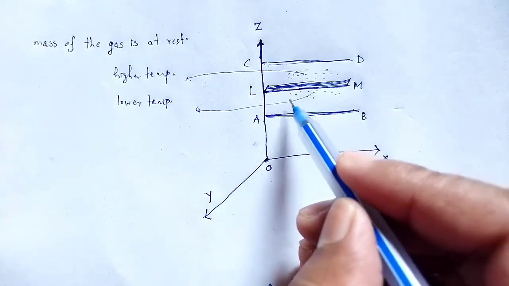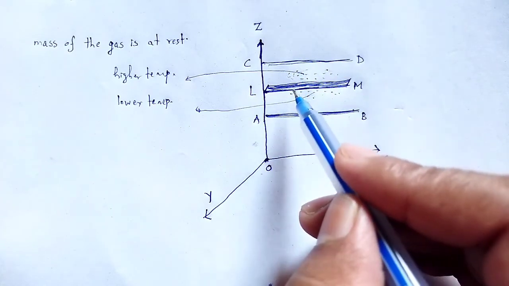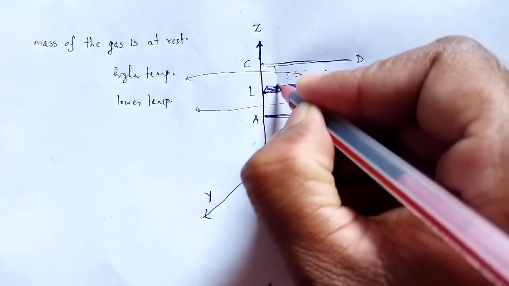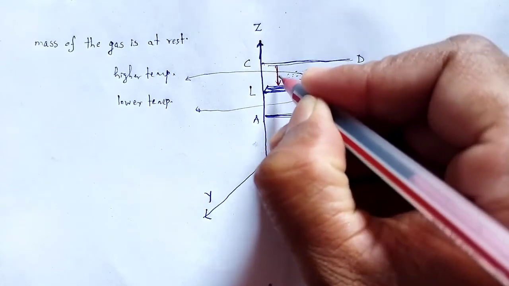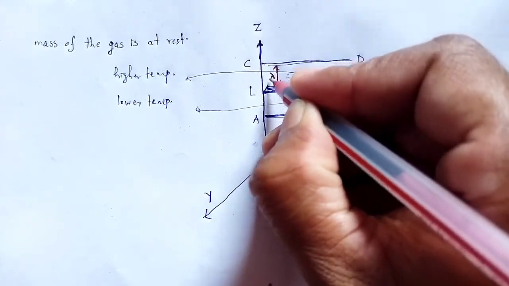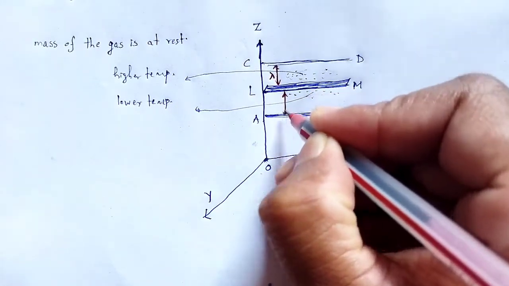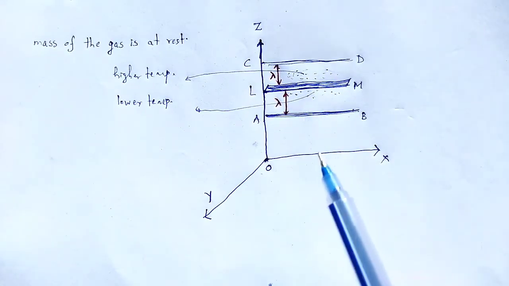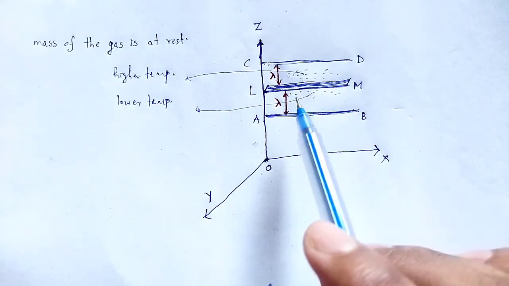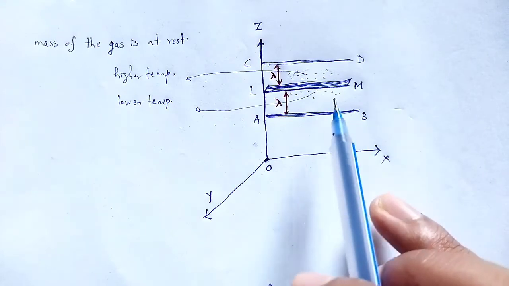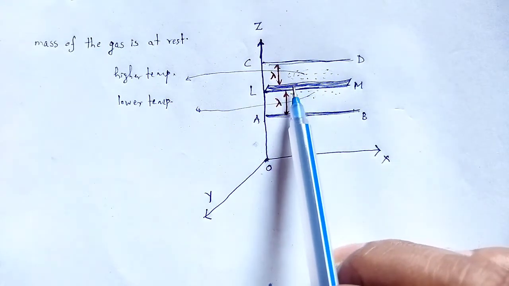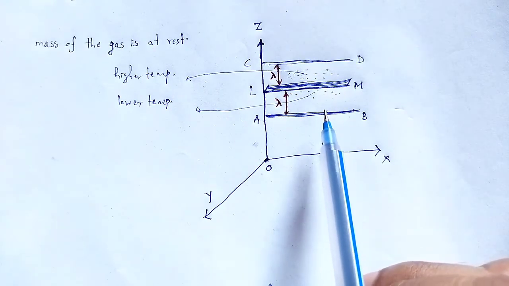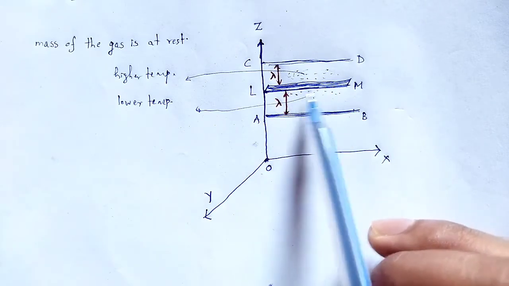Let the planes AB and CD be at a distance of lambda from the intermediate plane. The distance between these two is lambda, and these two also lambda. That is the mean free path. Thus, the kinetic energies of thermal agitation of gas molecules above the plane LM are greater than the kinetic energies of thermal agitation of the gas molecules below the plane LM.